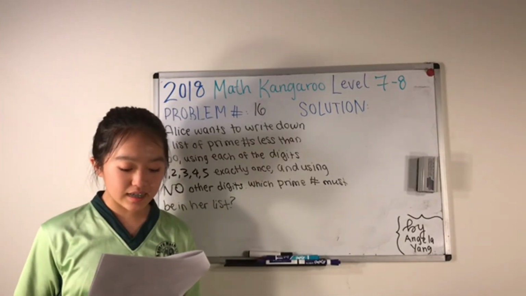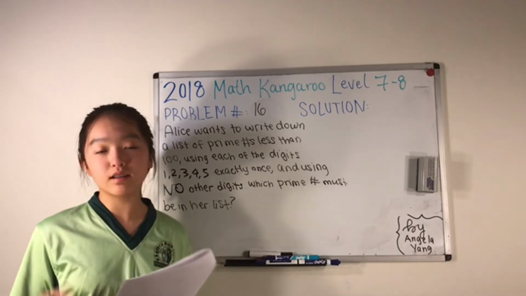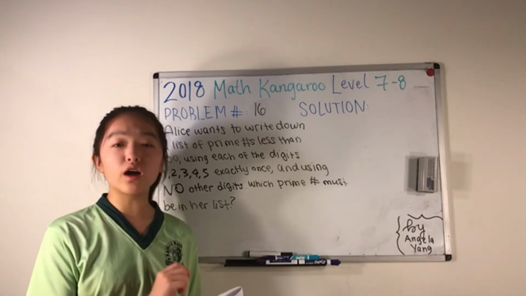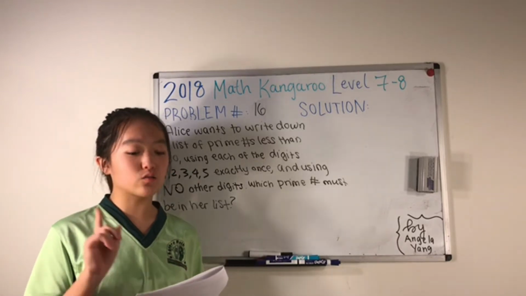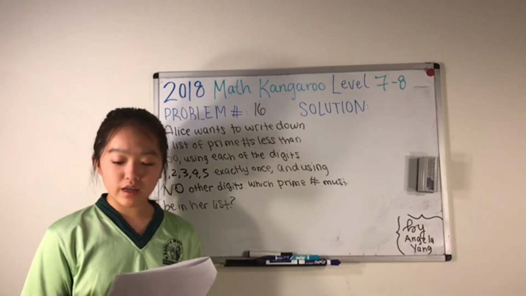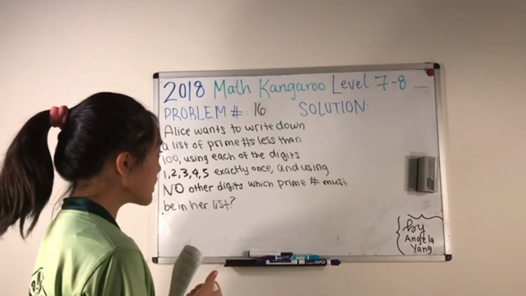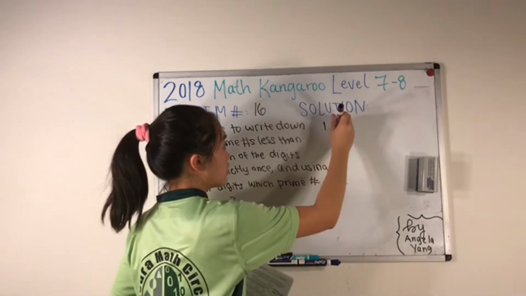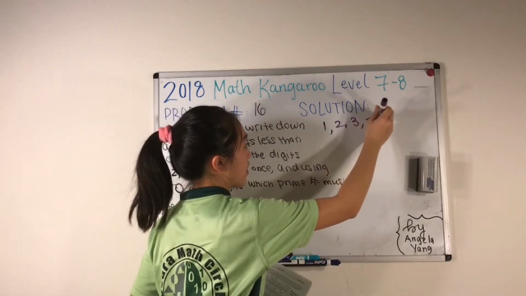Problem number 16 says, Alice wants to write down a list of prime numbers less than 100, using each of the digits 1, 2, 3, 4, and 5 exactly once, and using no other digits. Which prime number must be in her list? First of all, let's start off with a little logic. So we have the digits 1, 2, 3, 4, and 5.